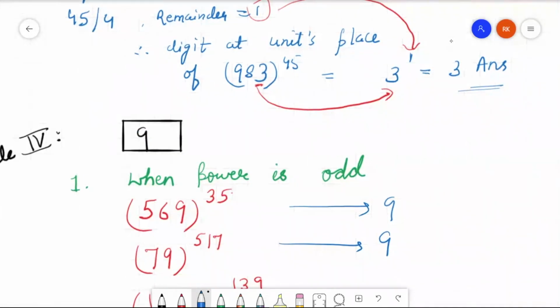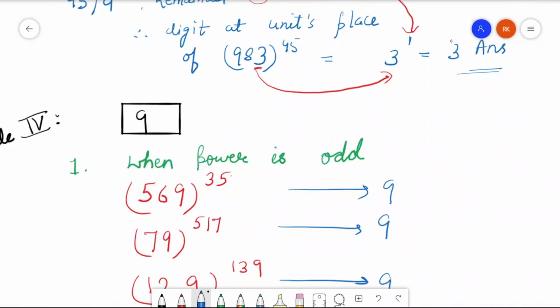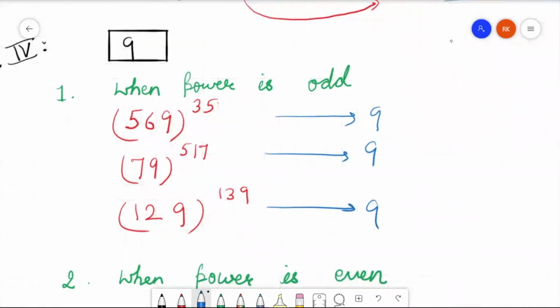Now this is the last rule, which is for number 9. This is very easy. What we have to see is whenever the given number has 9 at its unit place, then you have to apply rule number 4. Here also we have two cases: one when the power is odd, one when the power is even. So let's see some examples.